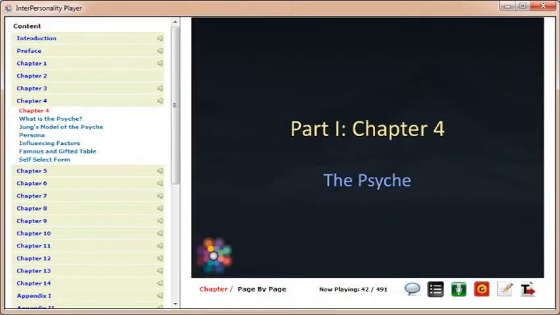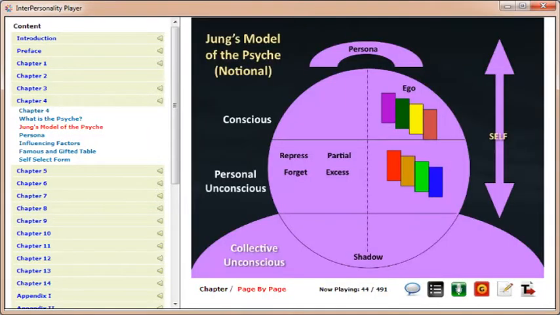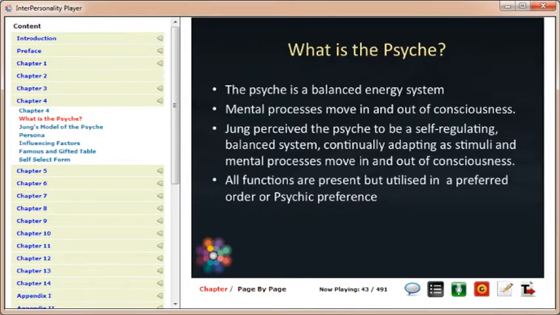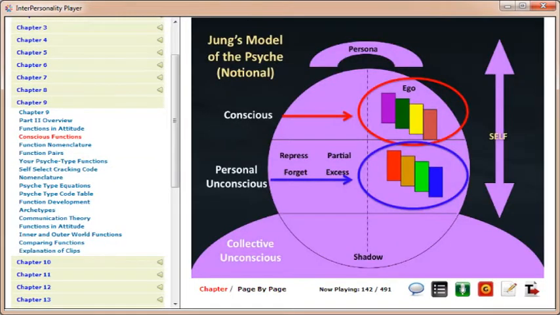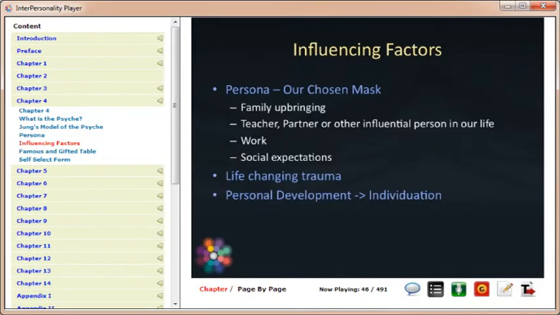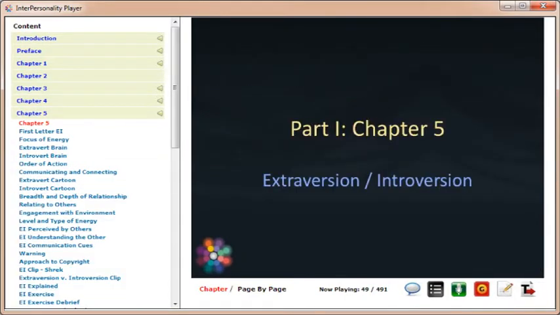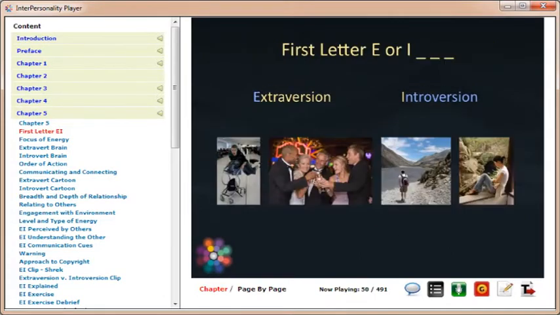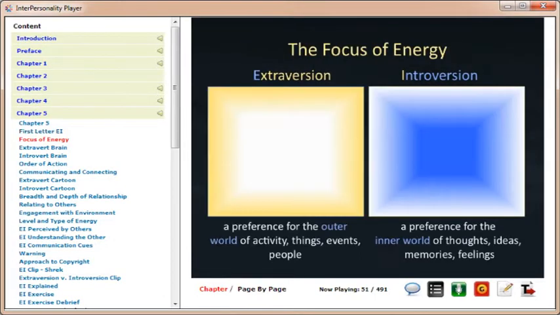In Chapter 4, we give you an overview of how Psyche-Type theory fits in Carl Jung's model of the psyche. Here you'll learn a bit about persona and other factors that affect indicator results. In Chapter 5, we launch into the science of the psyche, beginning with extroversion and introversion.